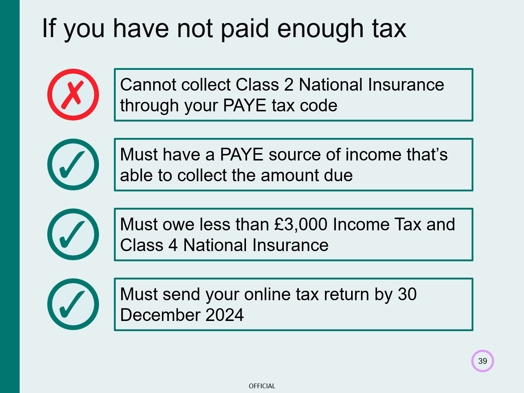You must send your completed online tax return by the 30th of December 2024. If it's after this date when you submit your return, we cannot collect the tax due in this way. The same time limits and restrictions also apply to the second question on this page. Let's look at an example.